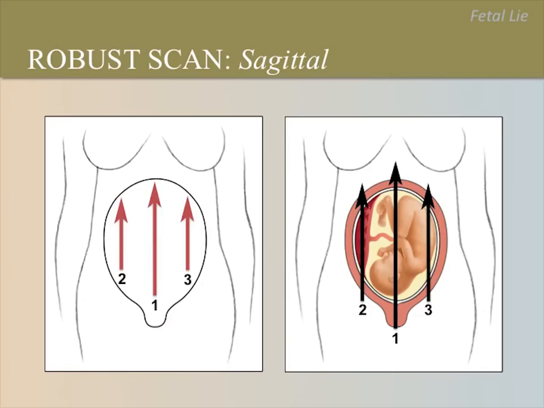To start a robust scan, take 3 sagittal scans from the symphysis pubis, which is low on the abdomen, to the upper abdomen. The first scan is in the midline, the second to the mother's right of midline, the third to the mother's left of midline.